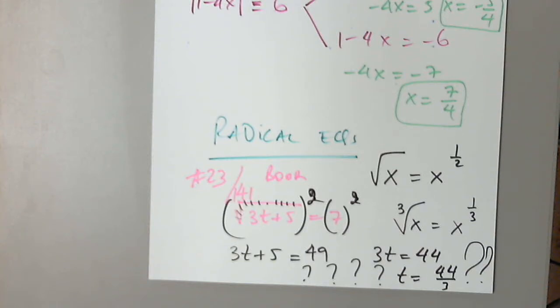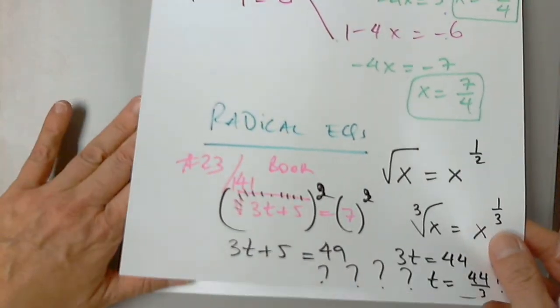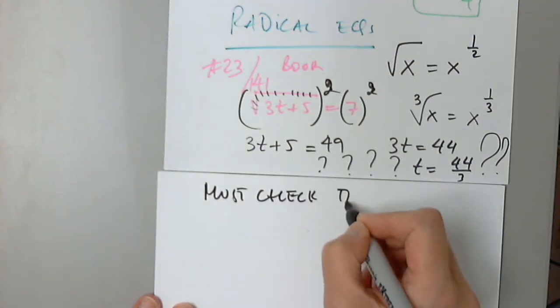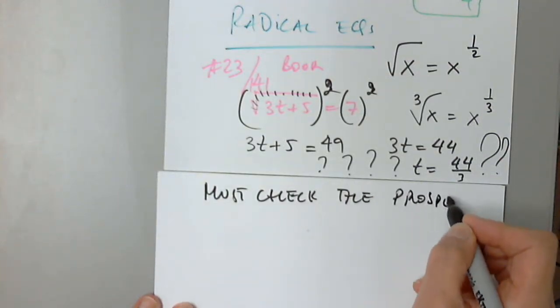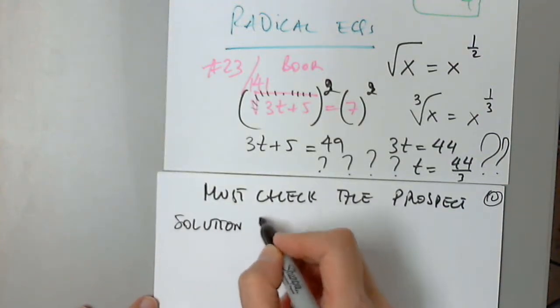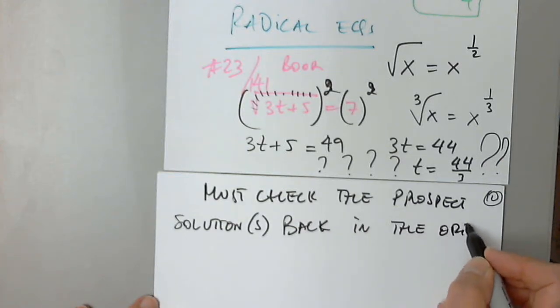To make a mental note saying, don't forget, you square both sides. Go back and check. It's a must. It's part of the problem. It's not guaranteed that this works in the original problem. So then, must check the prospect solution. Is that because they can't be negative, whatever's inside the square root? No, it's because, here's an example. Let me finish the sentence and I'll give you an example. It's a very good question. Must check the prospect solution or solutions back in the original problem.